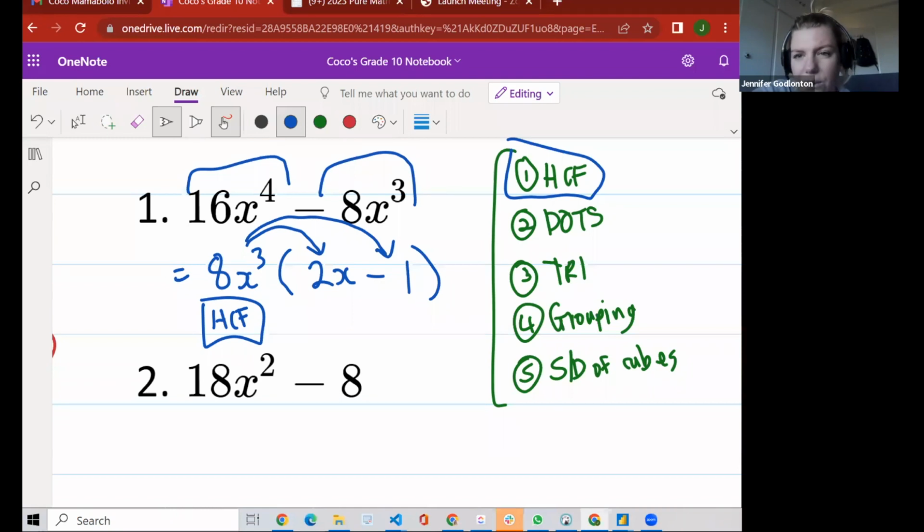When you're having a look at question 2, it's really important that you take your highest common factor out first before you try and do anything after that. But hint, hint, nudge, nudge, there is definitely something you can do after that.